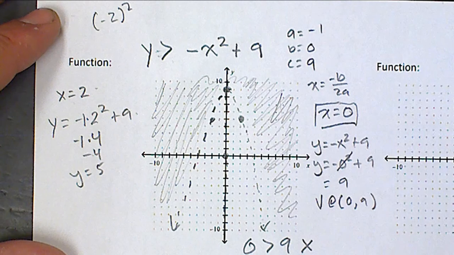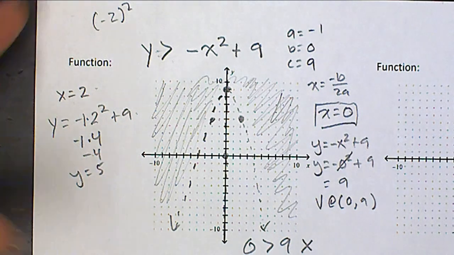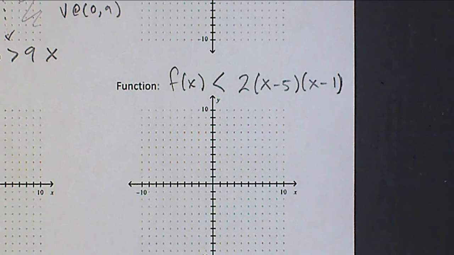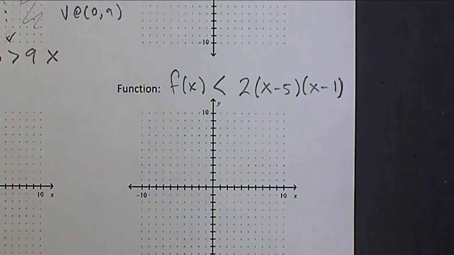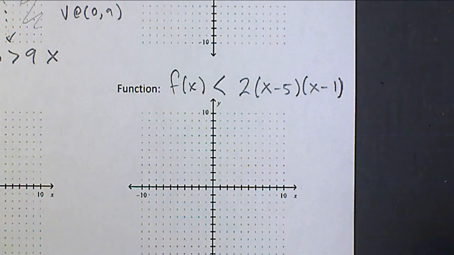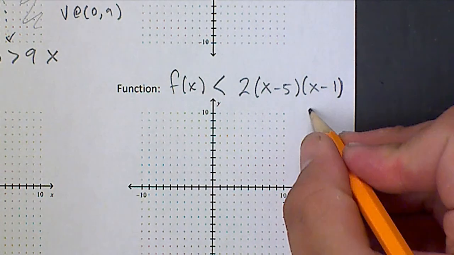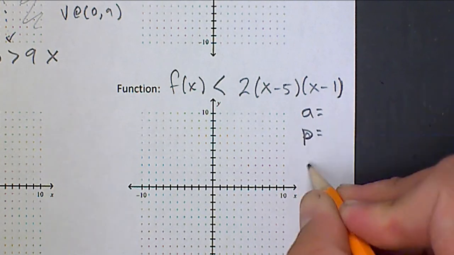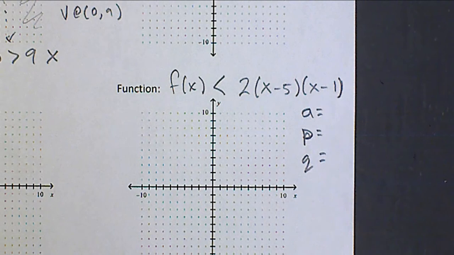Okay, let's do one more. How about we do one in intercept form? Okay, f of x is less than 2 times the quantity x minus 5, x minus 1. First identify the form. This form looks really similar to intercept form. So now you need to find A, P, and Q. I thought this was a vertex form for a second.